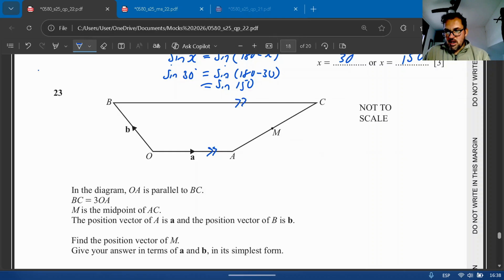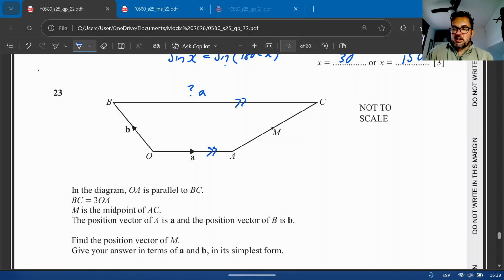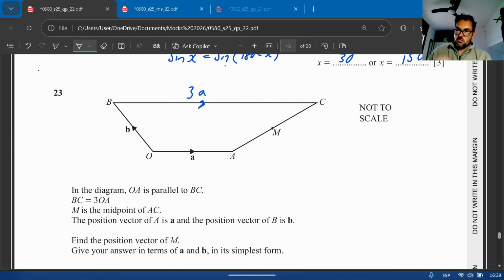Which means that BC is also the vector A, but longer. So there might be a number in front. It's twice as long, or 3 times, or 4 times. We can't guess because it's not to scale. But it means that if the lines are parallel and going in the same direction, it's the same vector, although we can see that the magnitude is more. Oh, and then they tell us BC is 3 times OA, so that means it's the same vector but 3 times. So this is going in that direction, 3A. So we've got the vector for BC.